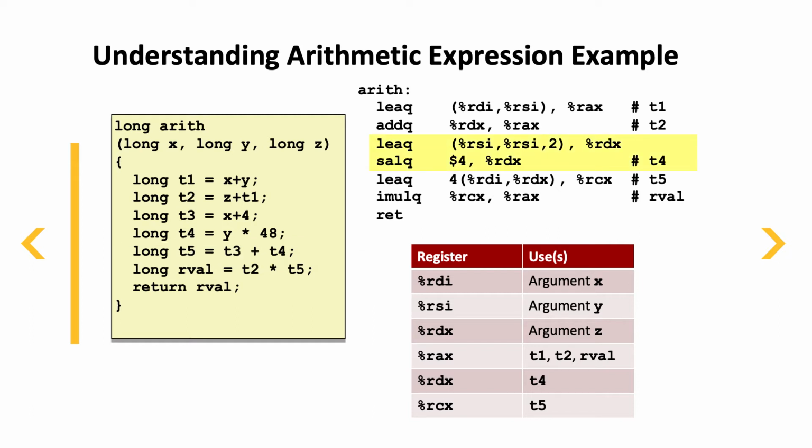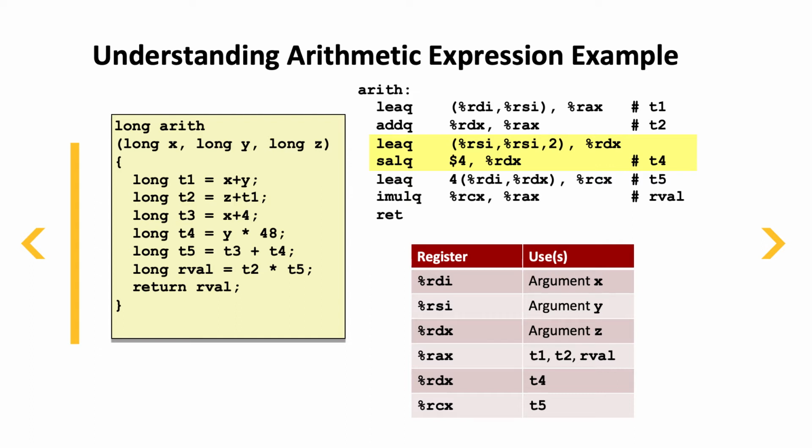We'll actually do a couple commands for that one because we're going to multiply Y by 48. Remember, Y lives in the register RSI because it was the second parameter. So if we use the LEA, do RSI as both the base and the index register with a scale factor of 2, right, we'll end up doing Y plus Y times 2. So that gives us 3Y. We'll move that into RDX. Now, we haven't actually finished calculating T4 yet because we just have 3Y. We have to get to 48Y.